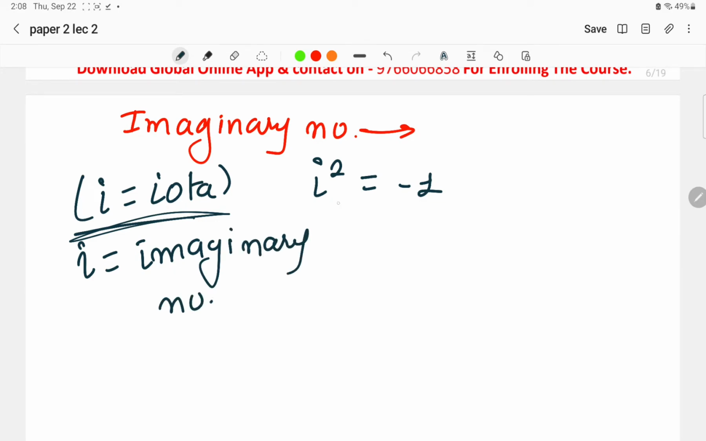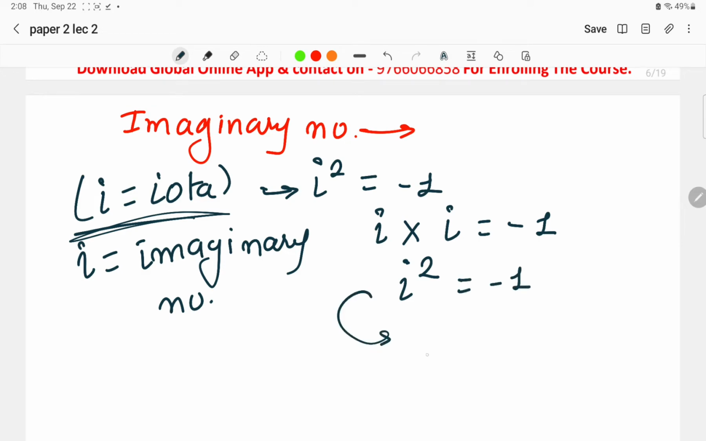So basically if we take i square is equal to minus 1, then i into i is equal to minus 1. I can write it like this, right? So basically i square is equal to minus 1. It means that I can write it like this: i is equal to under root of minus 1. Basically I have taken the square root on both the sides, right? So i square will be i, and minus 1 will be under root of minus 1.